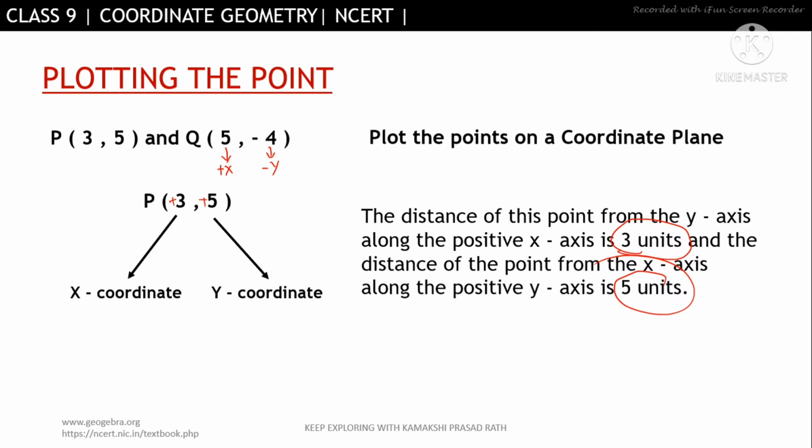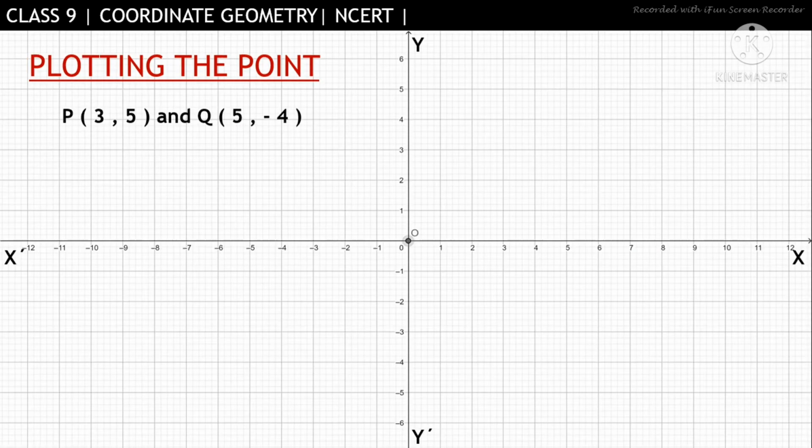So let's see how we can plot the points. Let's start with point P (3, 5). Whenever we plot a point, we always start from the origin. So from the origin we will take 3 units along the positive x-axis. As you can see here, the x-coordinate is 3, so we go in the positive x direction.